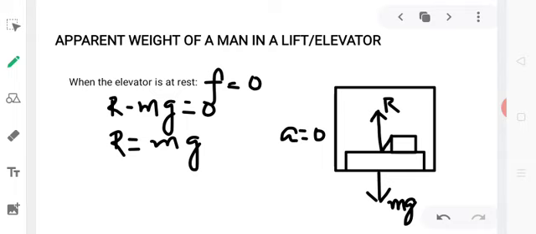When the elevator is moving uniformly in the upward or downward direction, again in uniform motion, acceleration of the person is 0, because the elevator is moving with a constant velocity. There is no change in velocity with respect to time, so acceleration is 0. In a similar fashion, we will again obtain R equal to mg, that is, apparent weight is equal to the actual weight of the person. This is something that you can see in the picture.